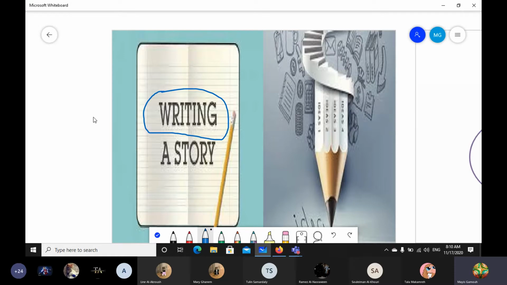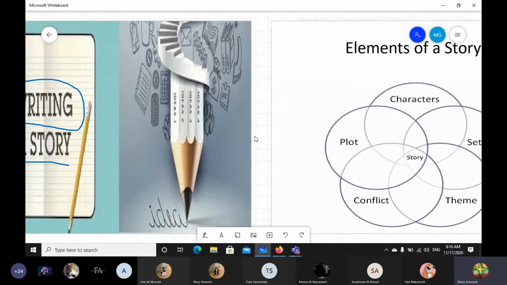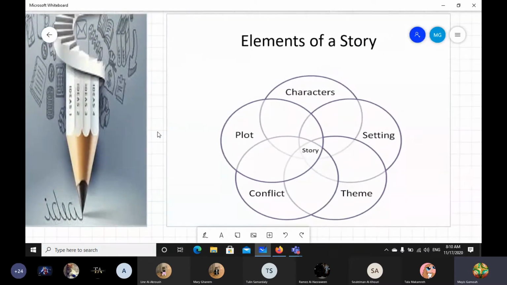And we know that writing is one of the four skills in English that you have to know in order to know the language, in order to learn the language. So today we are going to be introduced to writing a story, a short story, and let's go now to the elements, to the aspects of writing a story and explain it in greater detail in order to be able for us to write our story.